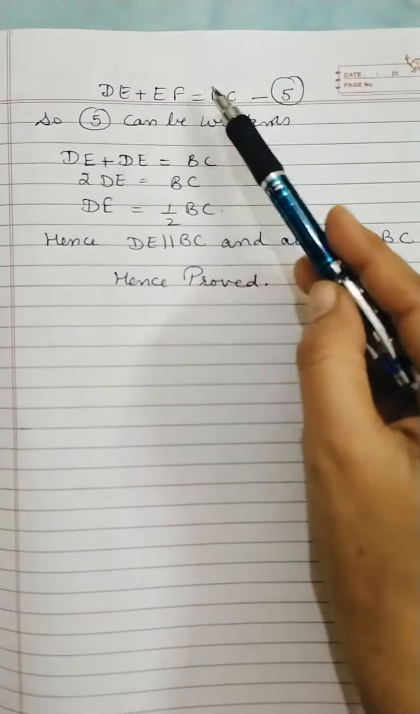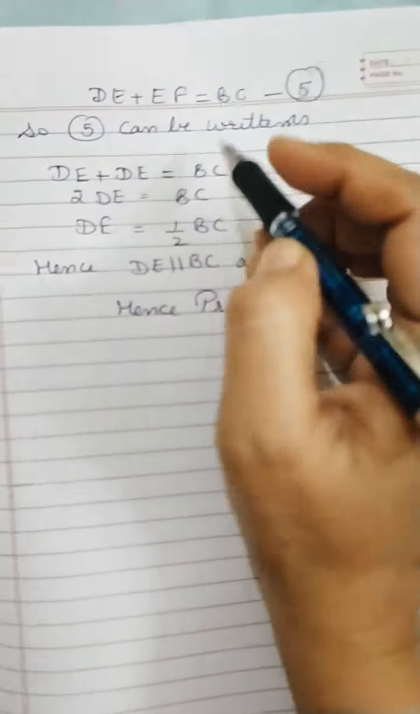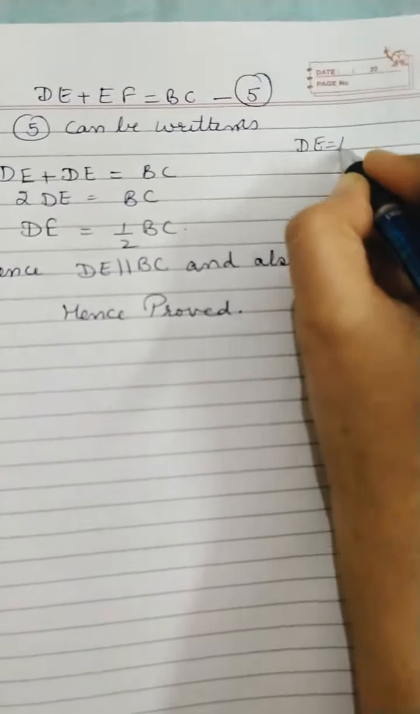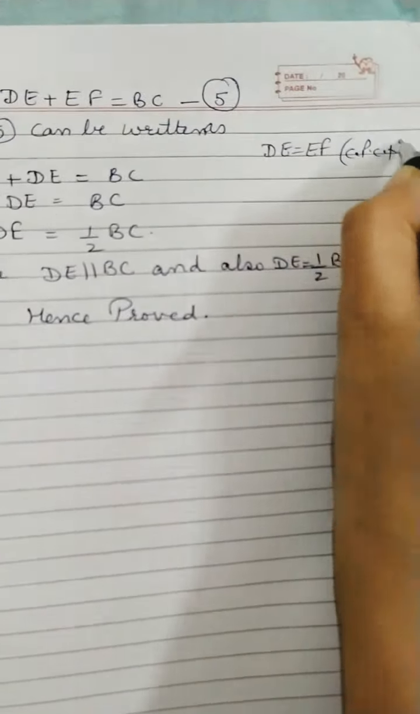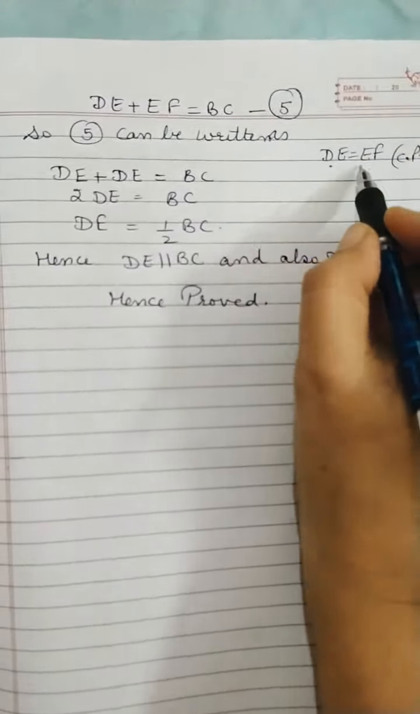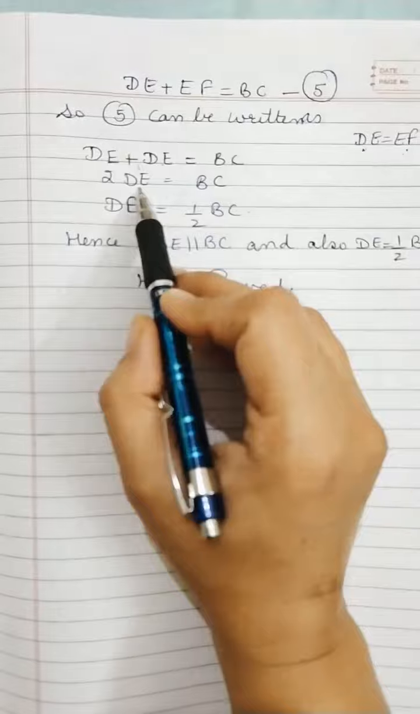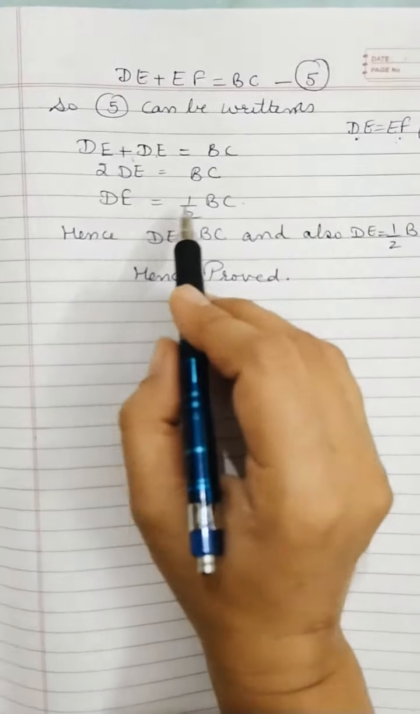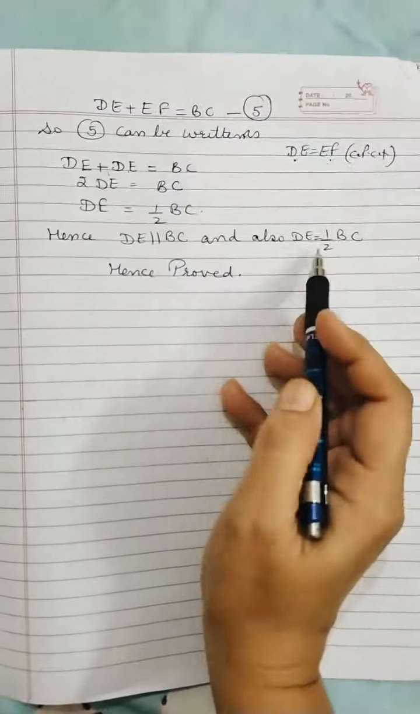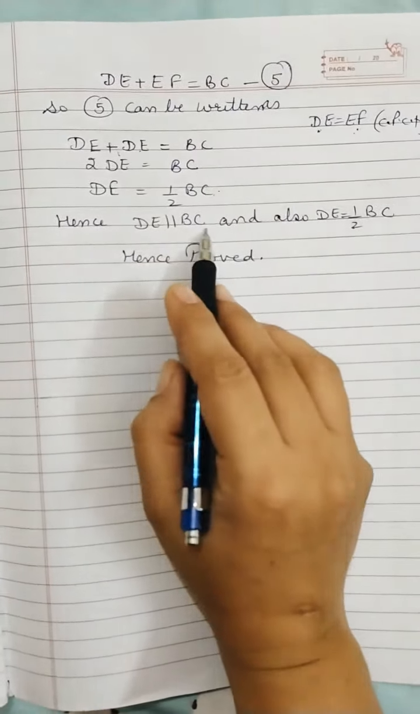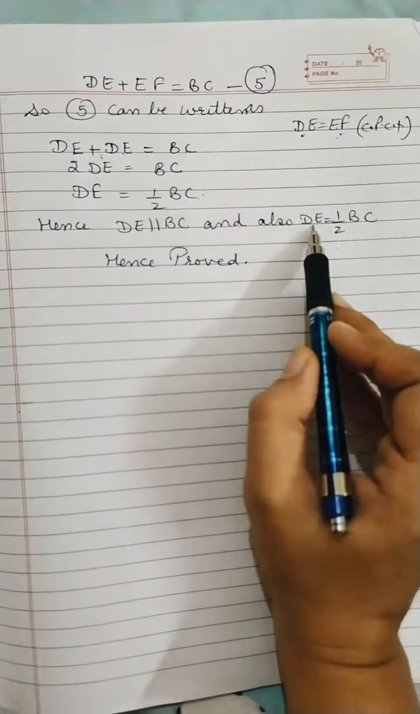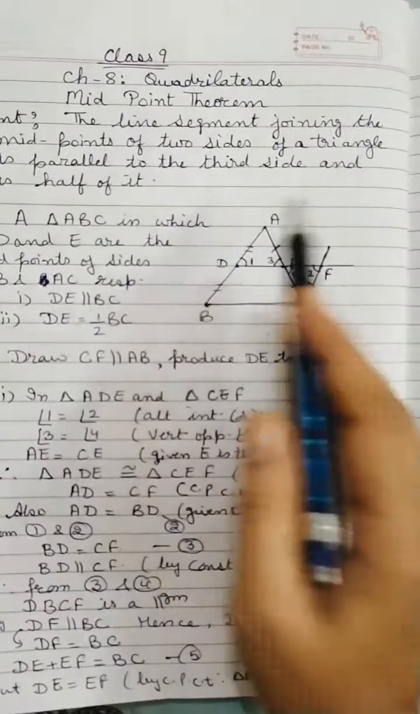Now if DE and EF are equal, as we have already proved here by CPCT, then in place of DE I can write EF, or in place of EF I can write DE. So I have written it like that: it is equal to BC. That means 2 times DE is equal to BC. So DE is equal to half of BC, which was to be proved in the second part. We have proved that DE is parallel to BC in the first part, and in the second part we have proved that DE is half of BC. That was the midpoint theorem, hence proved.